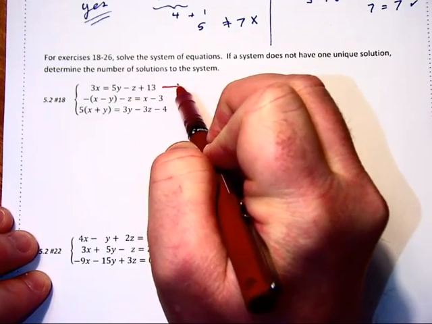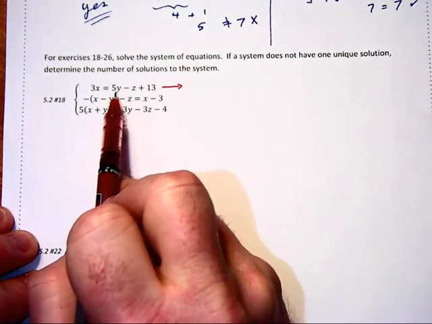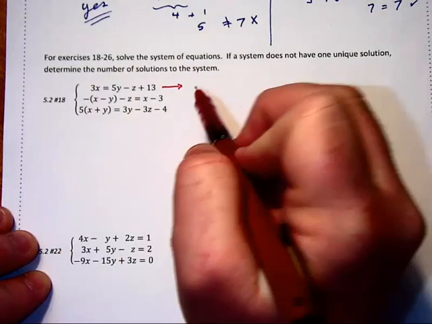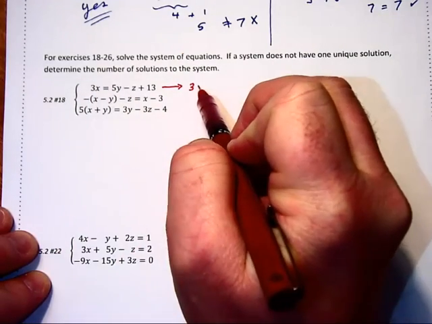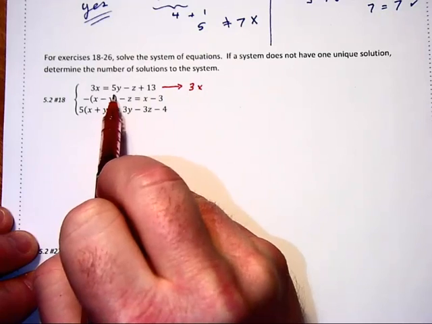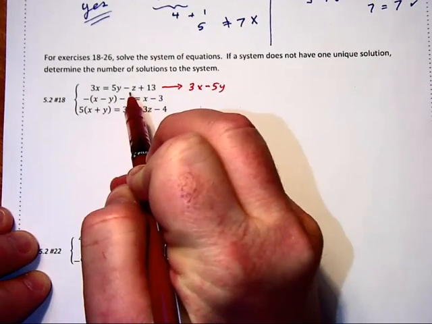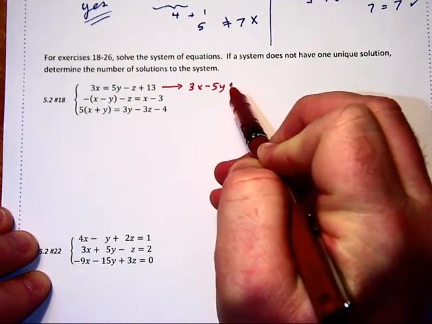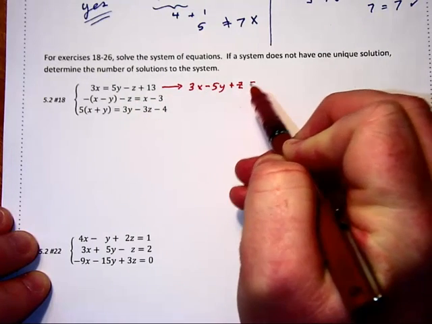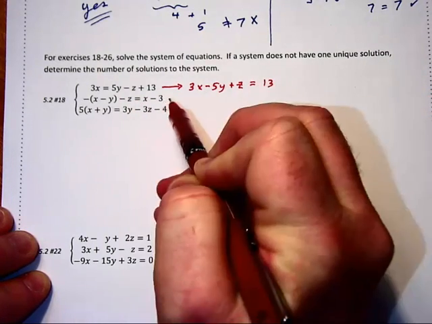Let's take this first equation, bring the y and the z to the left. We already have 3x on the left. We're going to subtract the 5y to the left, add z to each side, which gives us a plus z on the left, equals 13 on the right.